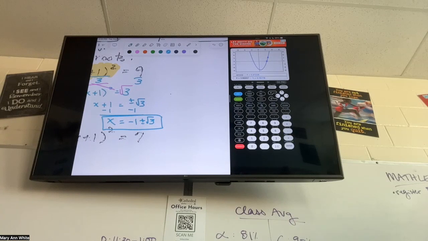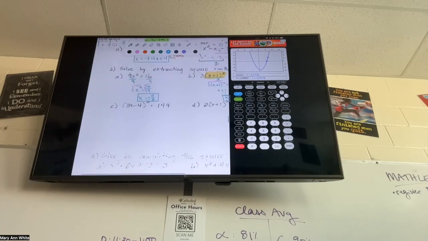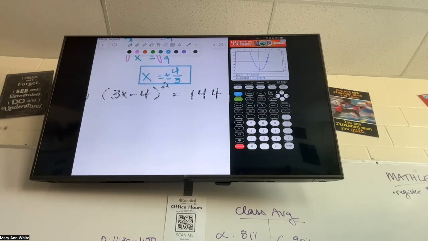Can you distribute it first? You can, but that's going to make it way harder. We will do problems where it's distributed, but if I have it without distributing, it's way easier if you just square root both sides.